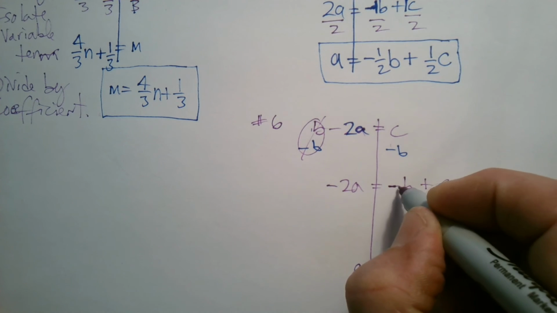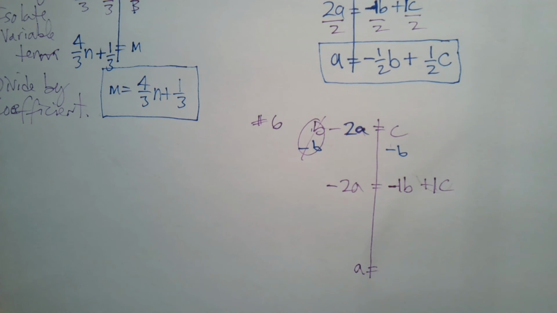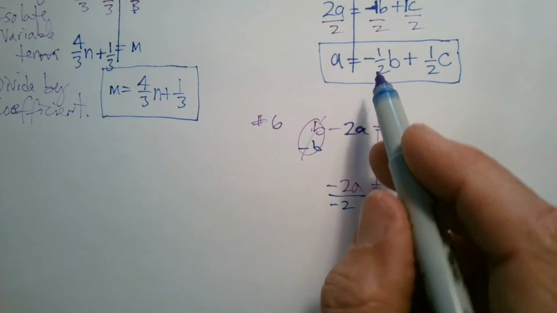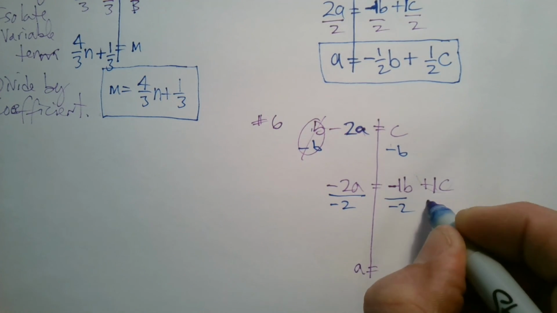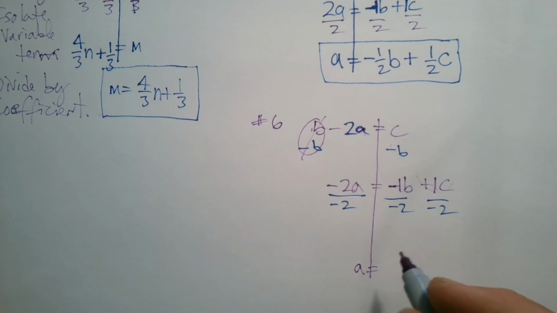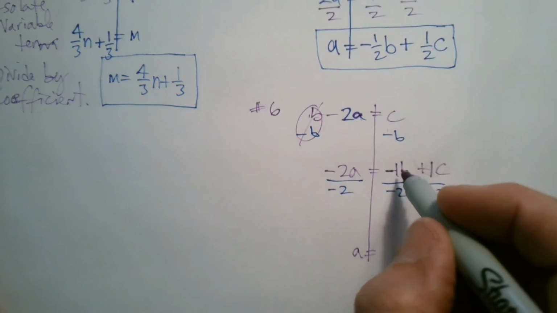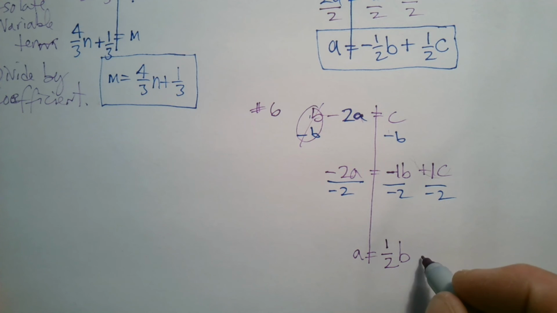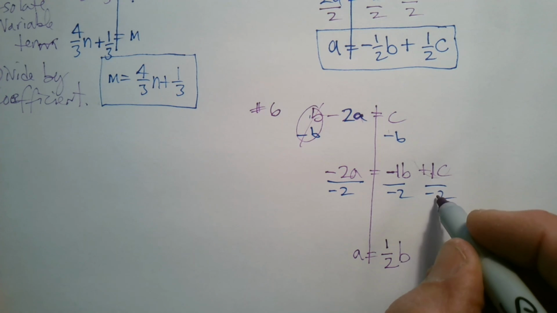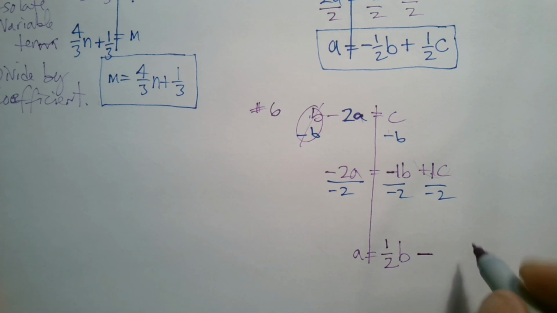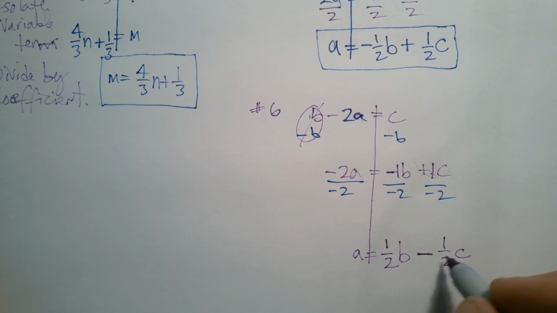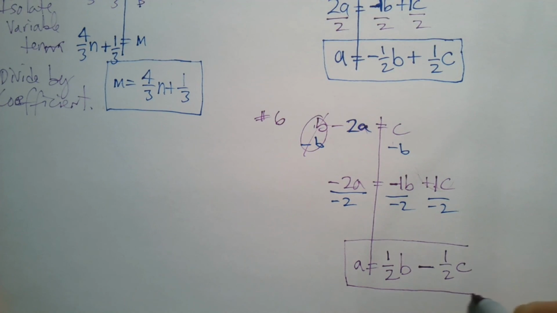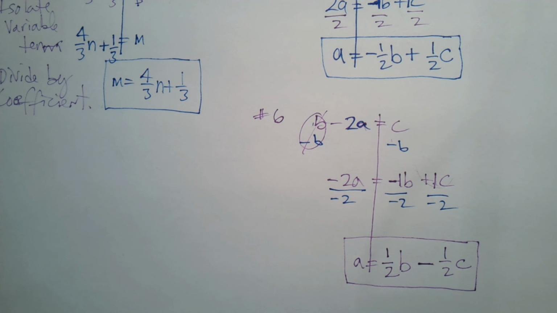I'll say this is negative 1b plus 1c because I can see what's happening here. I've got to divide by negative 2, which is my coefficient. Up here, I divided by positive 2. Here, I divide by negative 2, which changes the signs of each of the coefficients. So a is equal to, negative divided by negative is positive, so positive 1 half b. And a positive divided by a negative is a negative, so minus 1 half c. Plus negative 1 half is the same thing as minus. That's one other version of writing that answer. All right, there you go.